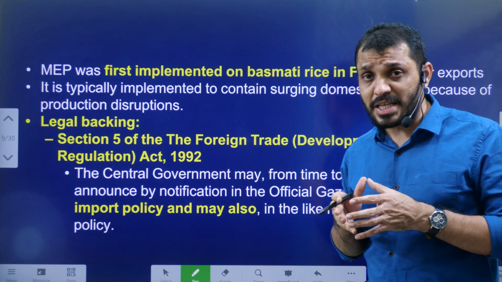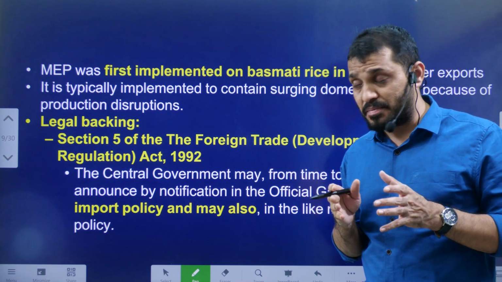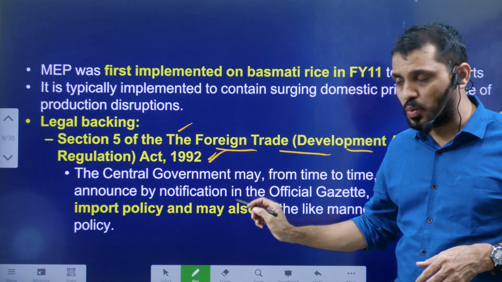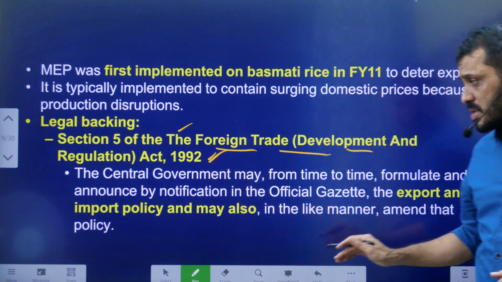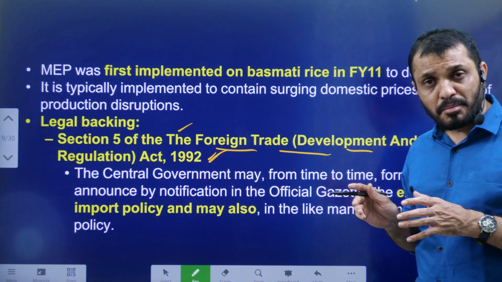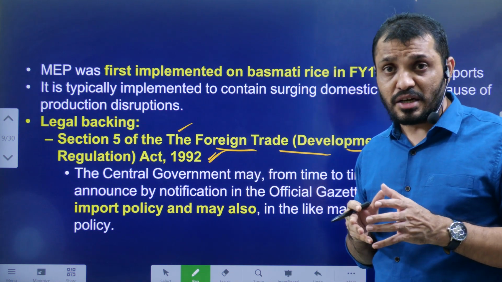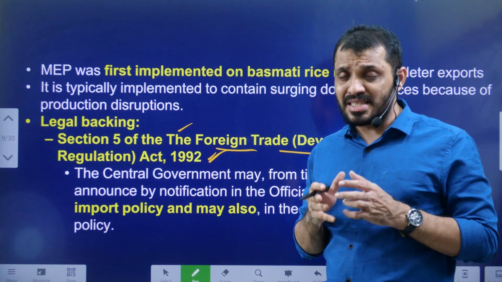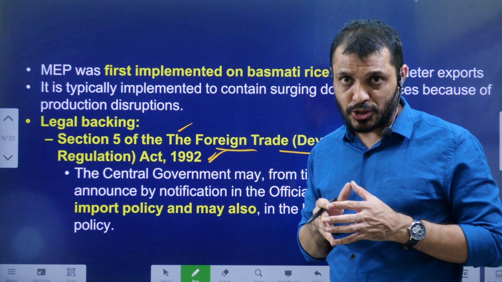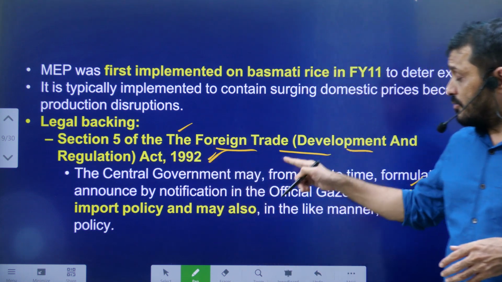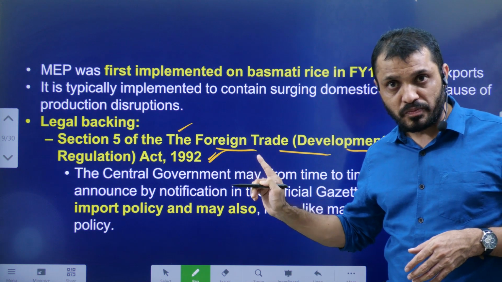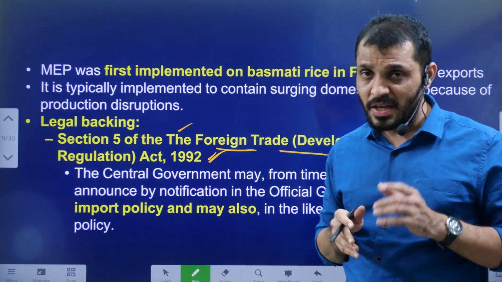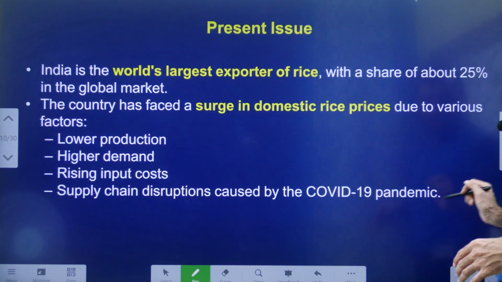And how will the minimum export price be imposed? Is there any statutory backup? Yes. Section 5 of the Foreign Trade Development and Regulation Act 1992 allows the central government to impose the minimum export price. Broadly, this statute allows the central government to make policies regarding exports and imports. So this definitely has the backup of legislation. That legislation is the Foreign Trade Development and Regulation Act 1992. If you remember, students, in 1992 the Indira Sawhney judgment was also delivered. A very crucial judgment in terms of reservation for backward classes.